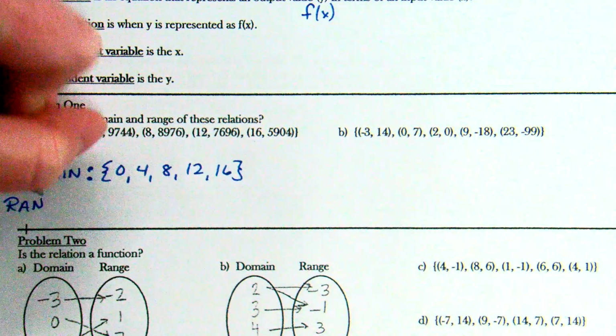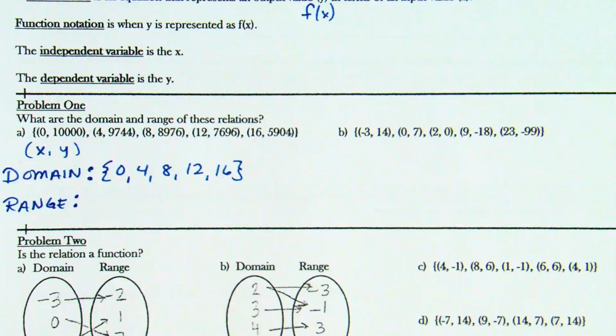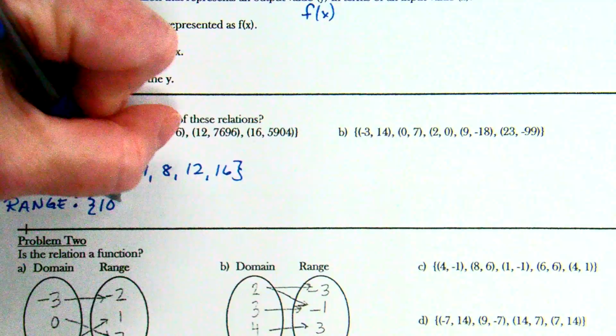Now, if those are my domain values, what about range? Okay, all the second numbers, right? All the y values. In this case, all the big numbers. Okay, what is that? Well, first of all, I'm going to start with the brace. What's that first range value? 10,000. What's the next range value?